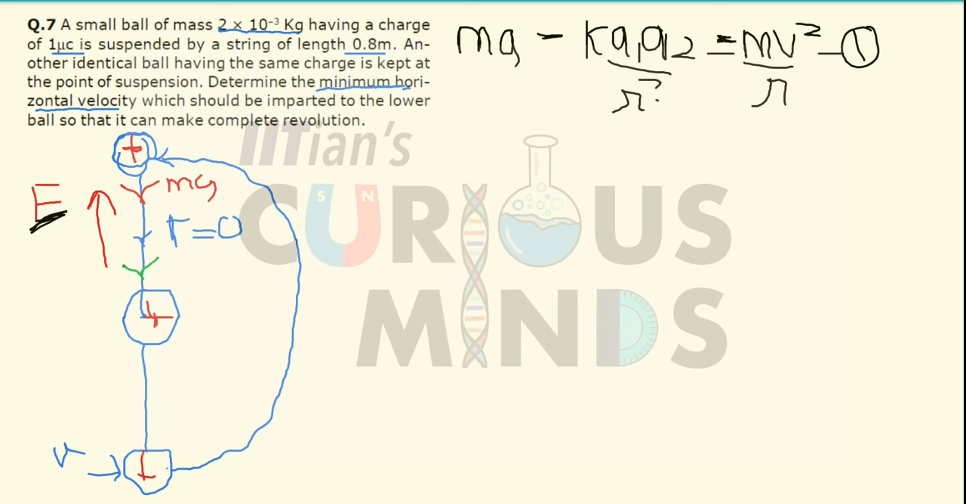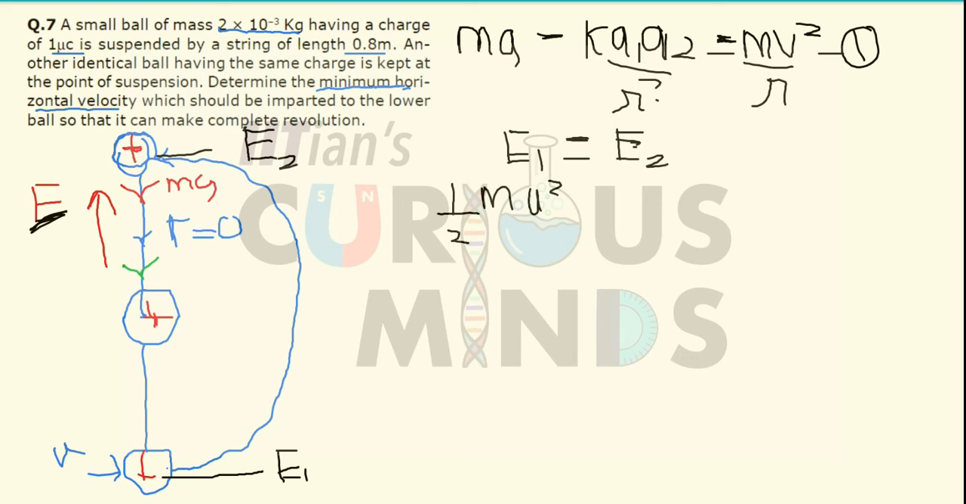By the law of conservation of energy, whatever is the energy at this point, let us say this energy is 1. Total energy is 1. The total energy at the second point, let it be equal to 2. So E1 should be equal to E2. Now the total energy at point A, the first point, is only the kinetic energy, which is equal to half m, where the velocity at the bottommost point is u. Let the velocity at the topmost point be equal to v.